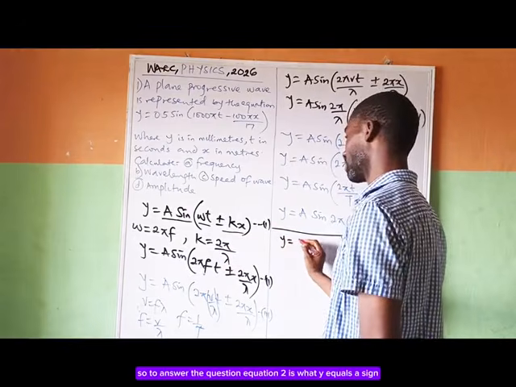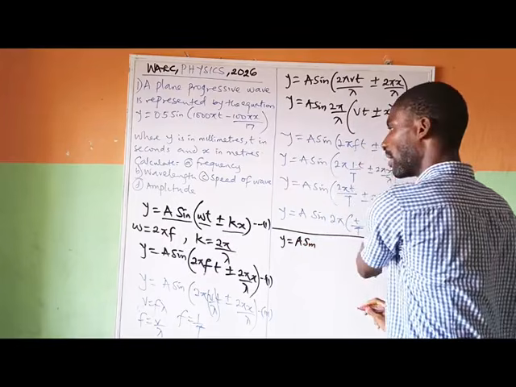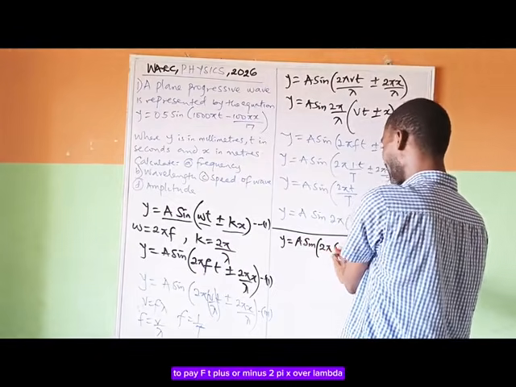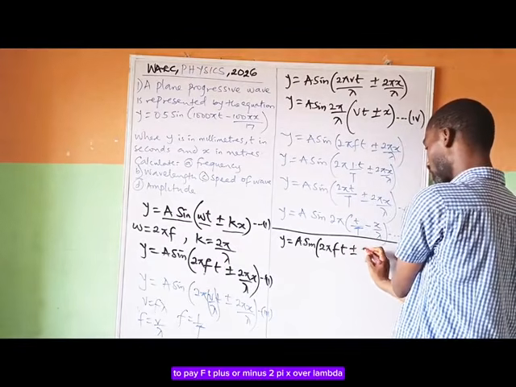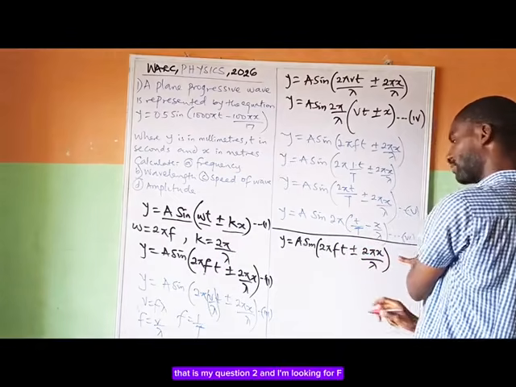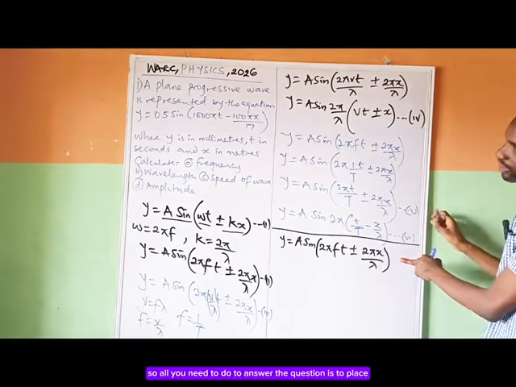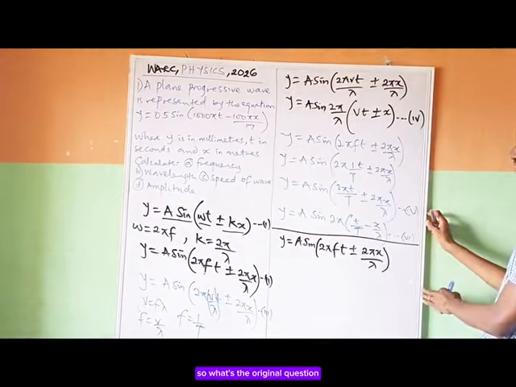To answer the question, equation 2 is what? Y equals a sine 2 pi ft plus or minus 2 pi x over lambda. That is my equation 2. And I'm looking for f. So all you need to do to answer the question is to place this side by side with the original question. So what's the original question?